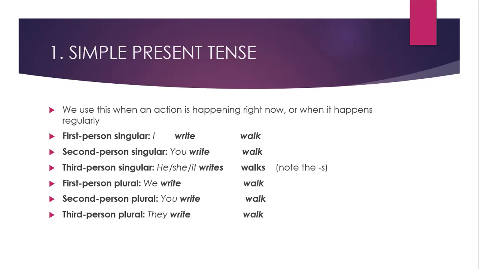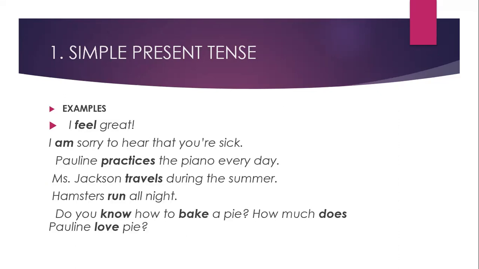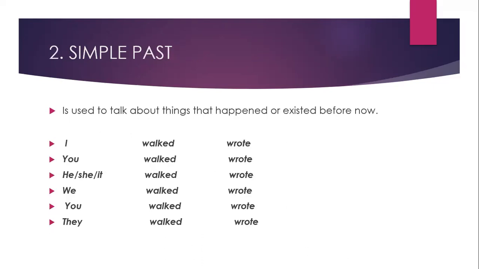First person plural would be write. Second person plural would be write. Third person plural would be write. So from now to the end, as we talk about the tenses, I'll use the examples of the verbs write and walk to see how they are conjugated. So I feel great. I am sorry to hear you're sick. Pauline practices the piano every day. Do you know how to bake a pie? How much does Pauline love pie? So all the ones in bold are in the simple present tense.